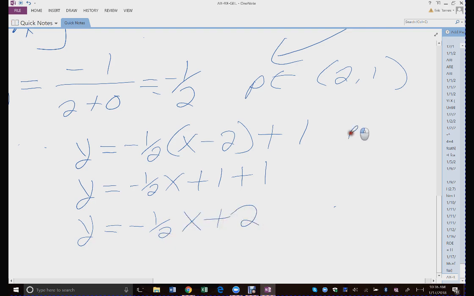So point slope and slope intercept. Both of these equations are valid equations of the tangent line to my function at the given point.